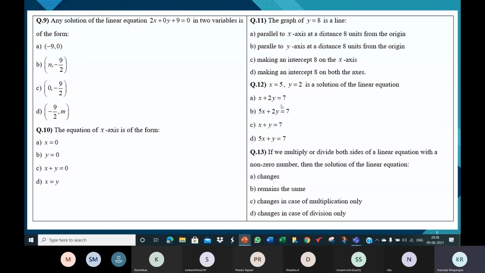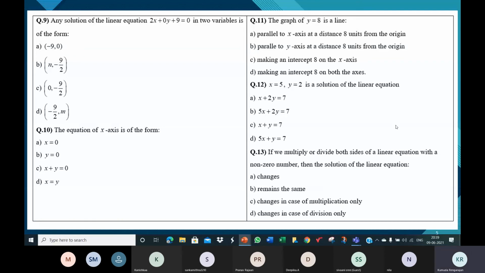This is again the solution. X is equal to 5, y is equal to 2. Option C, ma'am. Okay, option C. 5 plus 2, 7. All right. Option C. Then the 13th one.